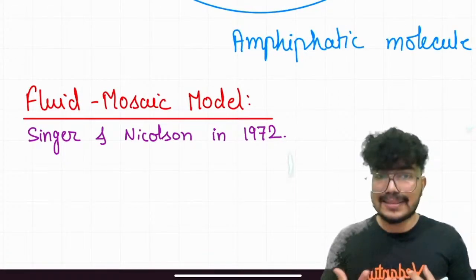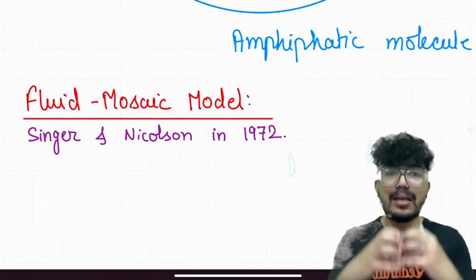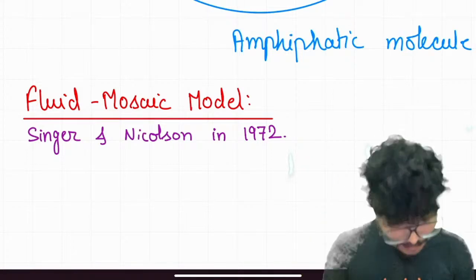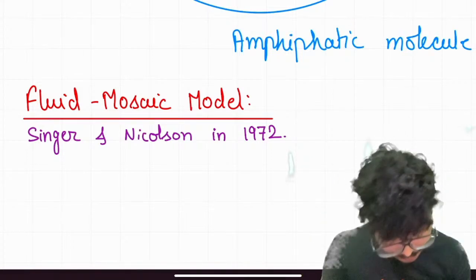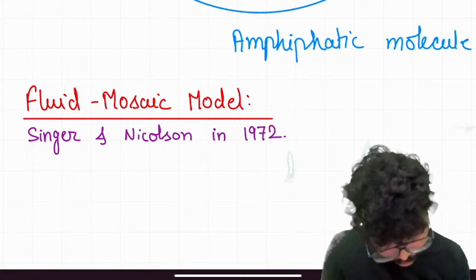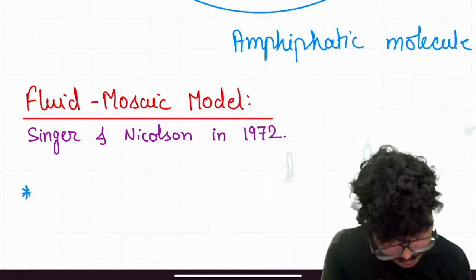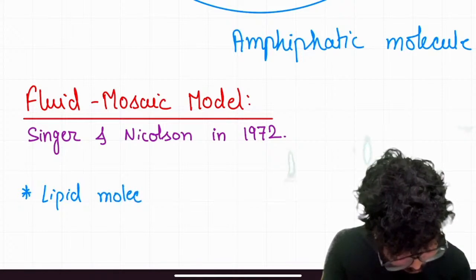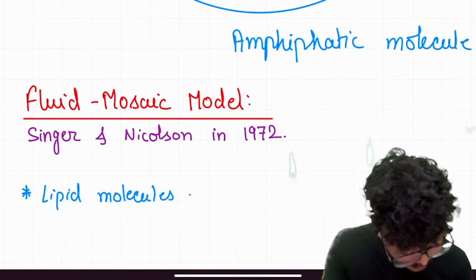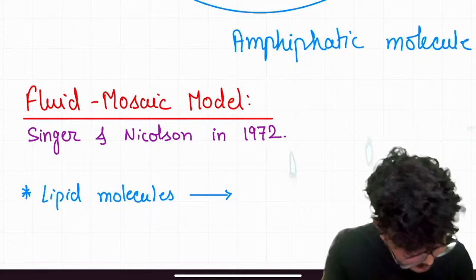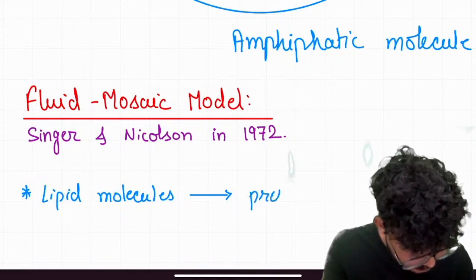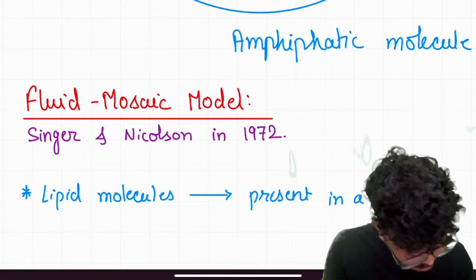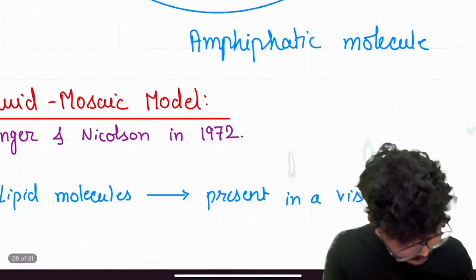So this model states that the phospholipids occur in the form of a viscous phospholipid bilayer. Okay, so I'll write this down. The first point of the fluid mosaic model is that the lipid molecules are present in a viscous bilayer.